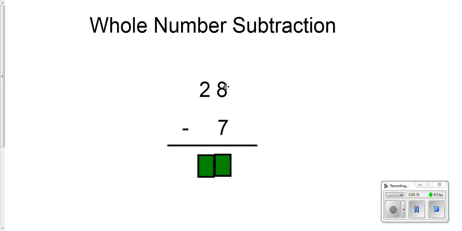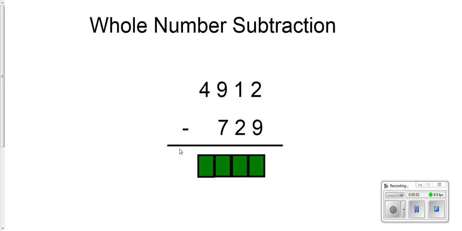Just like with whole number addition, we are lining up our place values. So 1s match with 1s, 10s match with 10s, and so on. And now you're just taking things away. So take away 7 1s from 8 1s, and you would have 1 1 left over. Take away no 10s from 2 10s. Well, we'd still have those 2 10s. So 28 minus 7, or take away 7, or 7 away from 28 is 21.